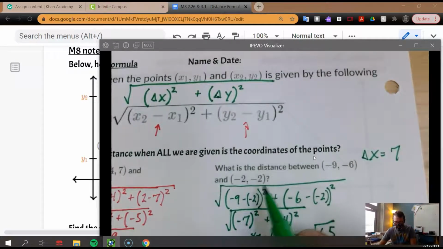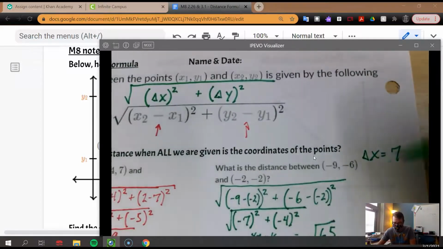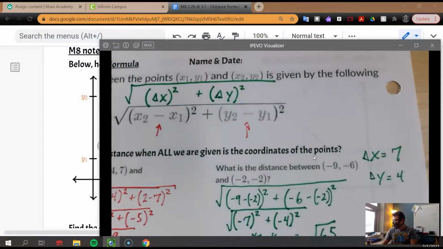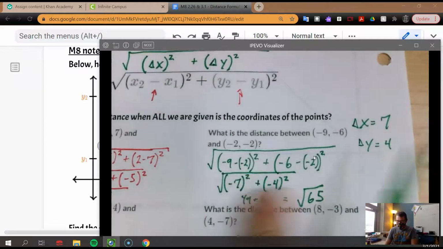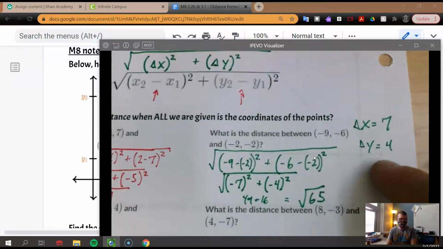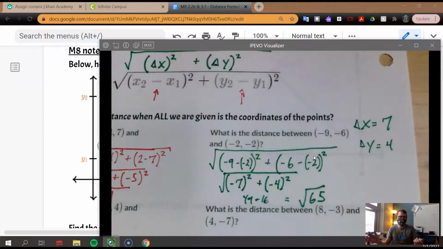And then I think to myself, how far is it from -2 to -6? And again, if they're both negative, I can think about them both like positives, and delta y is 4. So exactly what we get down to, if we just think. That's all I'm telling you to do. Well, that's good.